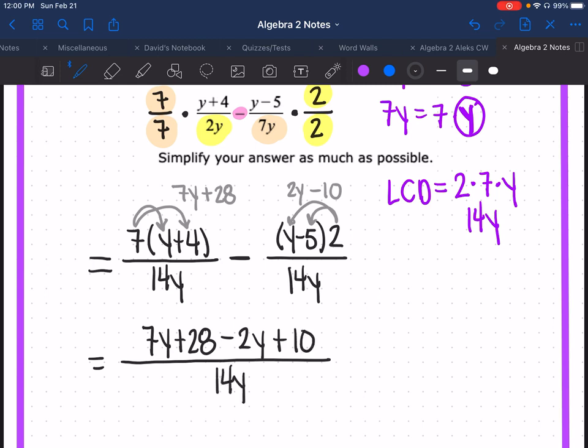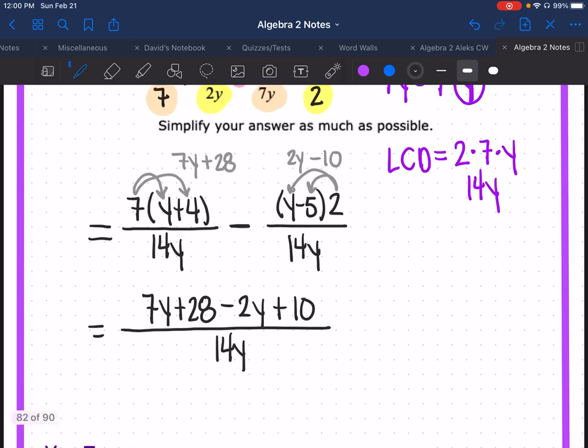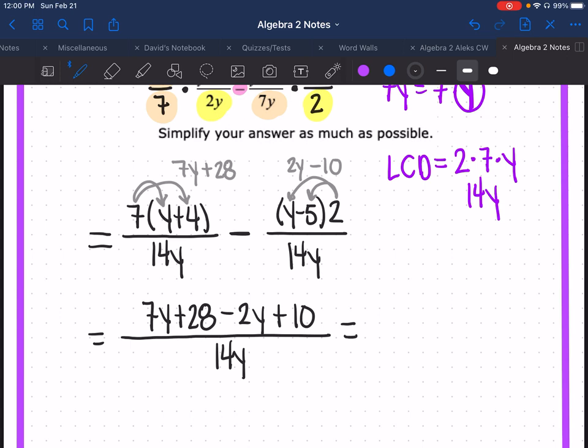Okay, now I'm going to go ahead and combine together my like terms. My next step is to take a look at my numerator. There are 4 terms, 1, 2, 3, 4, and I'm going to add together my like terms. The 7y minus the 2y, that's going to become 5y. And the positive 28 plus the 10 is going to become plus 38.